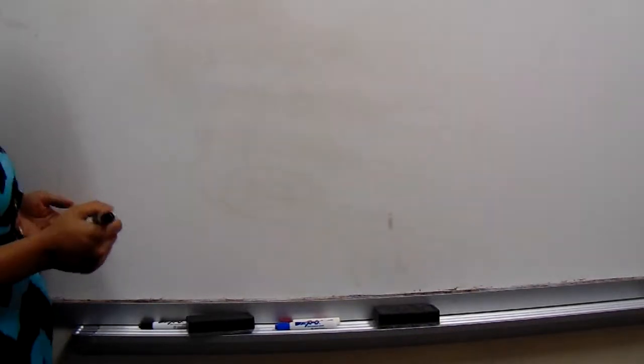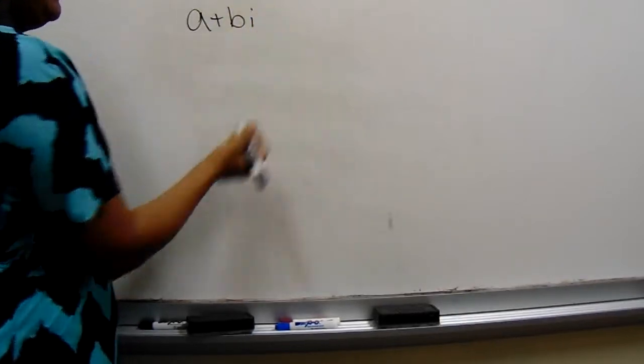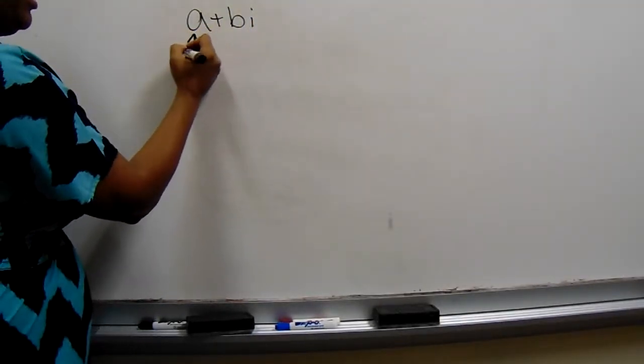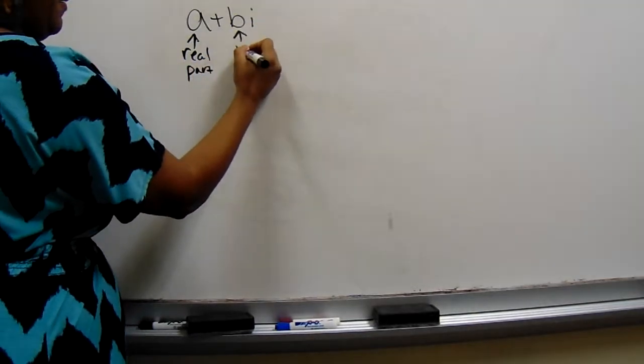In this video, we're going to talk about how to multiply complex numbers. Before we begin, let's first talk about what a complex number is. A complex number is a number of the form a plus bi, where a is what we call the real part and b is what we call the imaginary part.